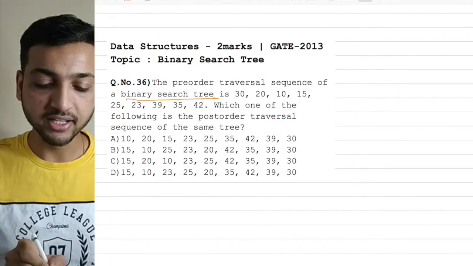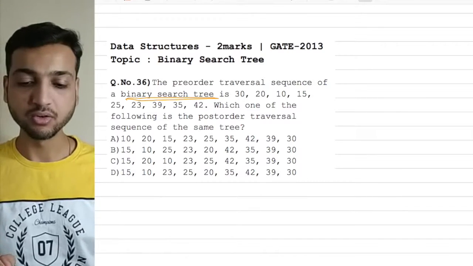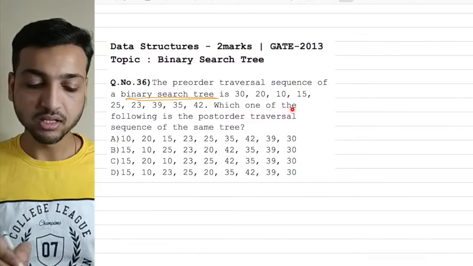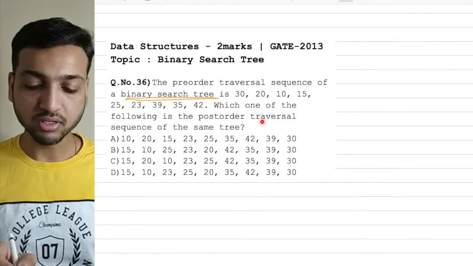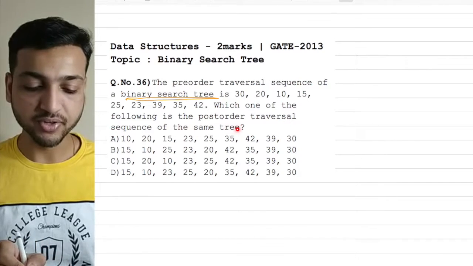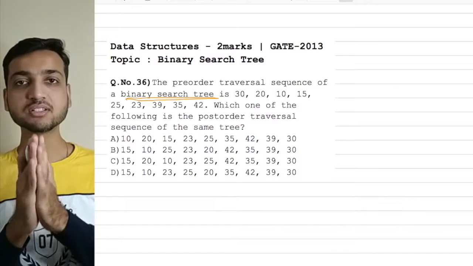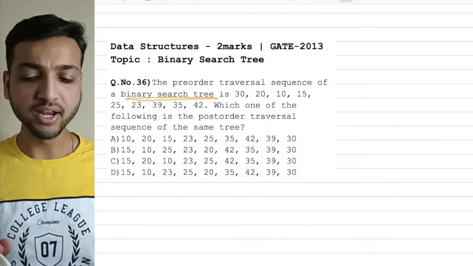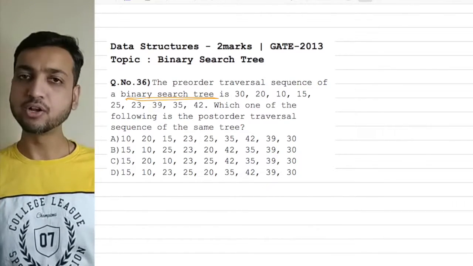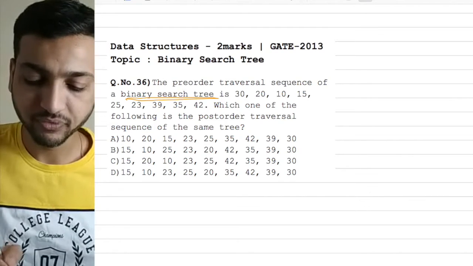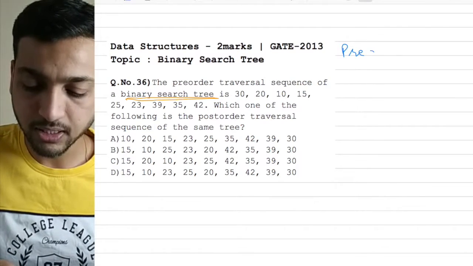It's not a binary tree, it's a binary search tree. Now, which one of the following is the post-order traversal sequence of the same tree? So out of these 4 options, one of them is the post-order traversal of the same tree. Now, before we move ahead, let's quickly see what is a pre-order traversal of a tree. So let me just write it down here.